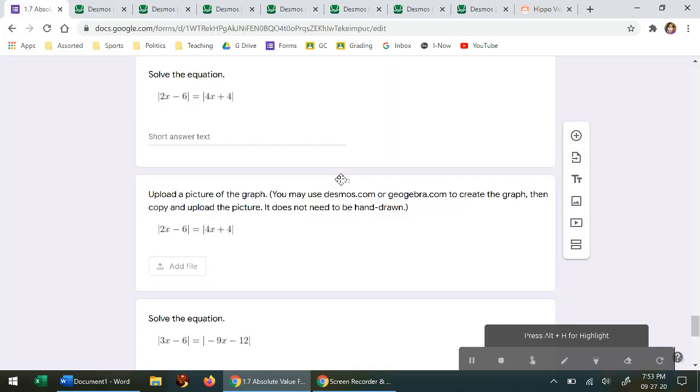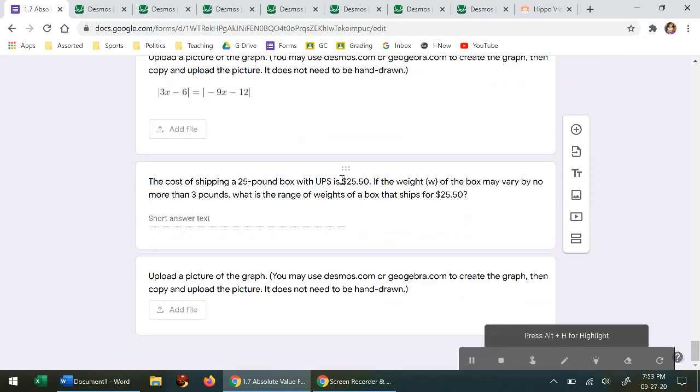Let's take a look at one more problem at the very end. The cost of shipping a 25-pound box with UPS is $25.50. If the weight of the box may vary or differ by no more than 3 pounds, what is the range of weights of a box that ships for $25.50? The cost actually has no effect on this problem. We're looking at how heavy the box can be. This is one of those cases where algebra actually complicates the problem. This is more of a common sense problem.